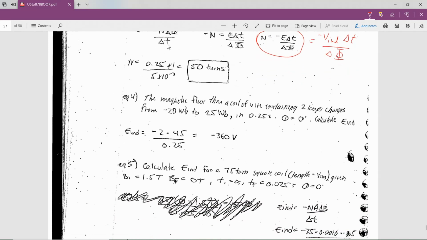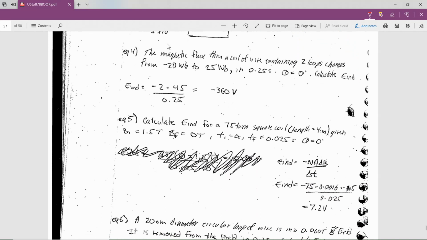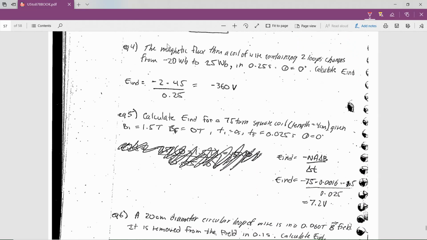Fourth example, we have just 2 loops, so N equals 2, and they tell me the flux changes from minus 20 to 25 in 0.25 seconds. So my change is 25 minus a minus 20, so 45 Weber in a quarter of a second, and minus 2. So minus 2 times 45 over 0.25. Minus 360 volts is my induced voltage.